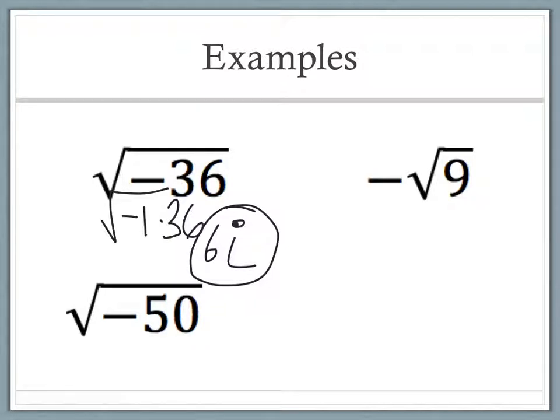Okay. Now, if you look at the next one, the negative's on the outside. So I just know that that's going to be a negative. Square root of 9 is 3.